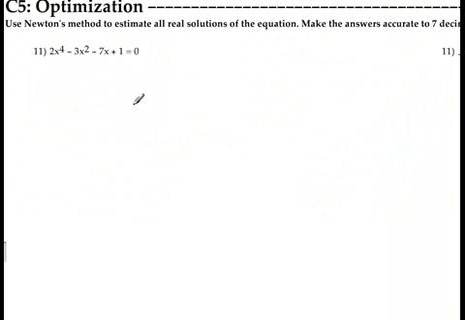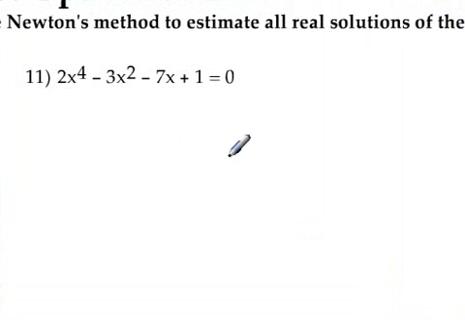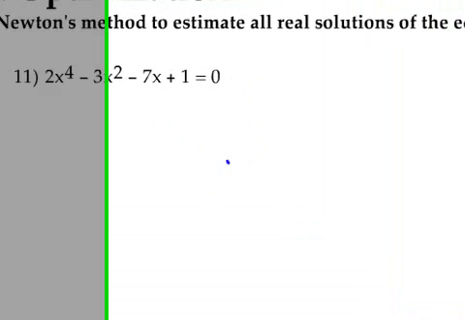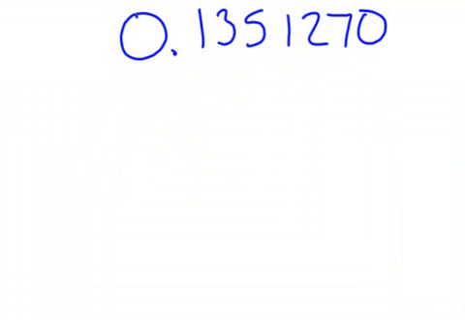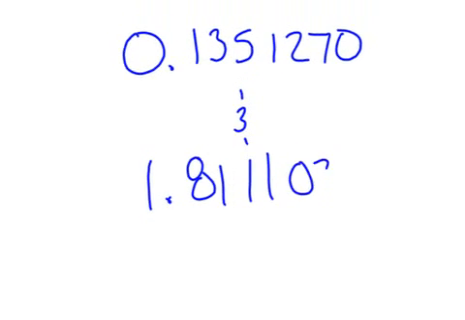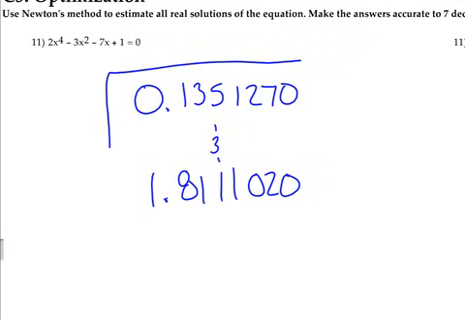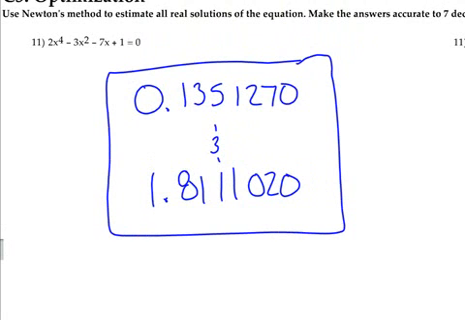Our last problem here is just a Newton's method problem. If you don't understand Newton's method, you need to stop in and see me, because it's something that's easier to show you with a calculator in hand, with you and me in the same room. But your solutions for this should be 0.13511270, and the other one is 1.8111020. So those two solutions. Again, if you're having trouble with this, get in and see me or check with me during class. And that's it.